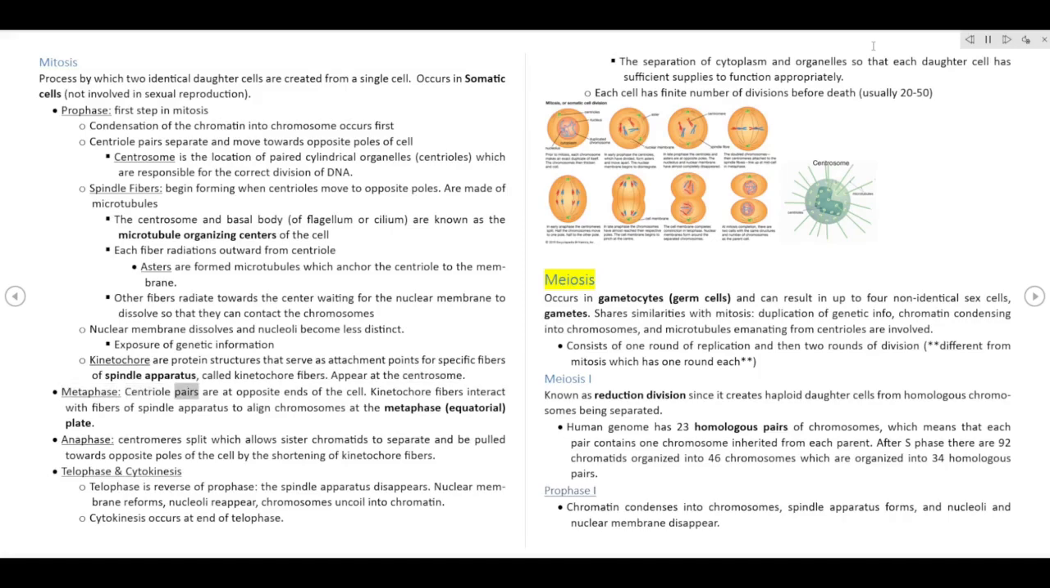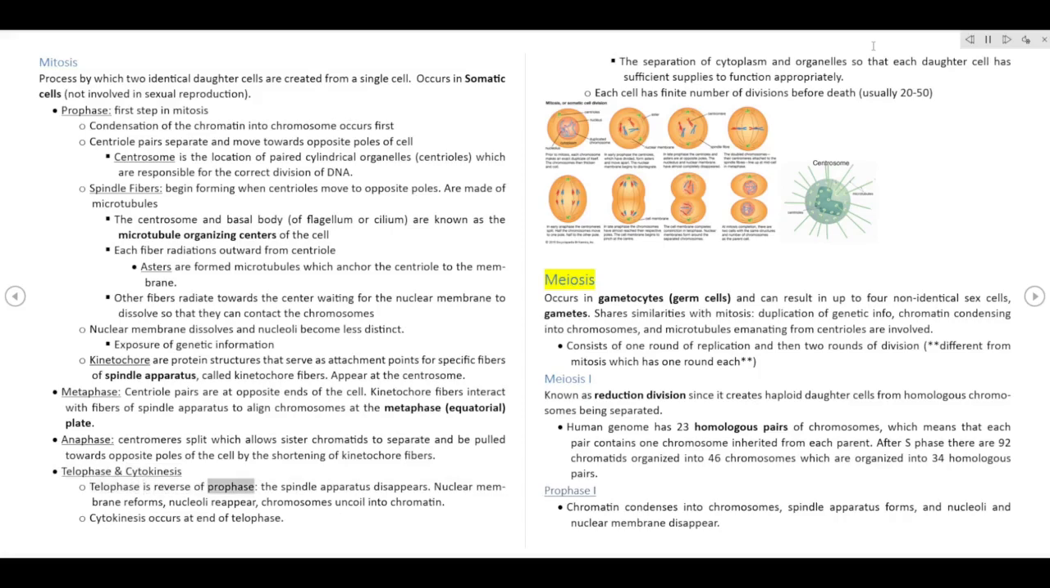Metaphase: centriole pairs are at opposite ends of the cell. Kinetochore fibers interact with fibers of the spindle apparatus to align chromosomes at the metaphase, or equatorial, plate. Anaphase: centromeres split, which allows sister chromatids to separate and be pulled towards opposite poles of the cell by the shortening of kinetochore fibers. Telophase and cytokinesis.